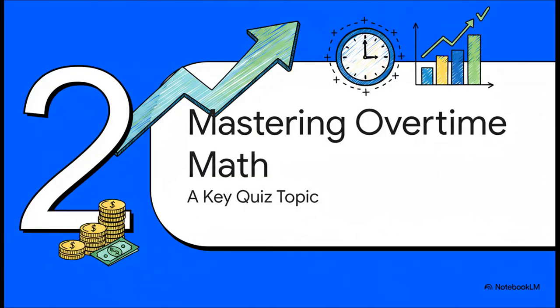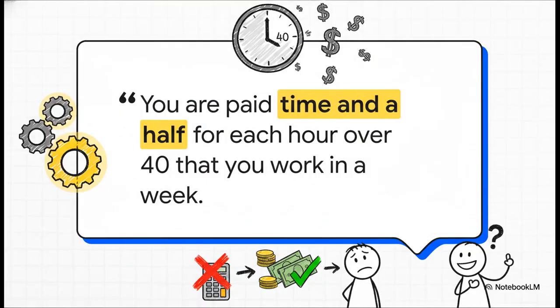Now, let's get into one of the biggest parts of this quiz, overtime. Seriously, this is where so many people trip up, but we're going to make it super simple so you can nail it every time. You're going to see this phrase, time and a half, a lot. All it means is your hourly rate gets multiplied by 1.5. But, and this is the most important part, that higher pay rate is only for the extra hours you work, anything over 40. The number one mistake people make is applying that 1.5 to all their hours. Don't fall into that trap.